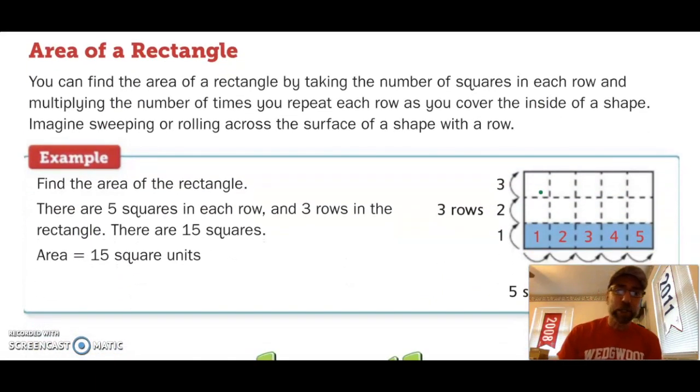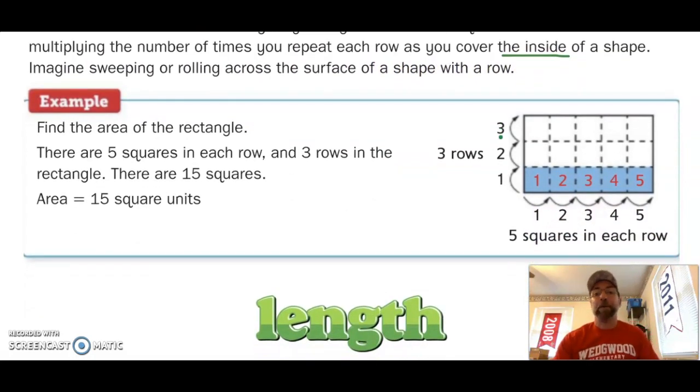I took a little screenshot of our student reference book where it has the page about the area of a rectangle. I wanted to snip that in here so that we can refresh our minds as to what area means. You can find the area of a rectangle by taking the number of squares in each row and multiplying the number of times you repeat each row as you cover the inside of a shape. Imagine sweeping or rolling across the surface of a shape with a row. They give us a nice little example here. Find the area of the rectangle. There are 5 squares in each row and 3 rows in each rectangle. There are 15 squares, so the area equals 15 square units.